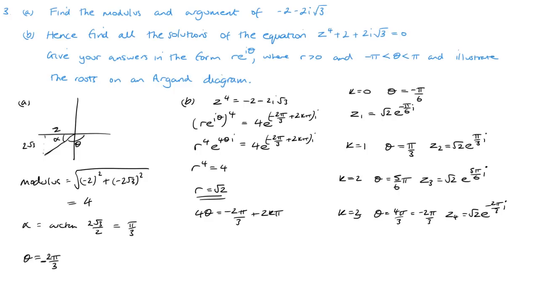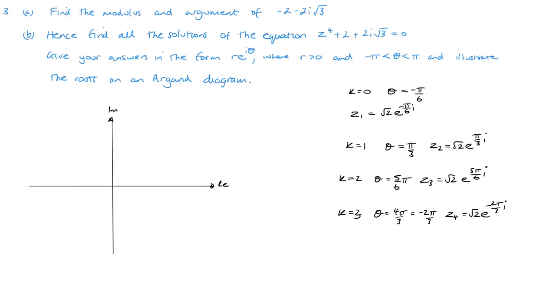Now all that's left is to draw this on an Argand diagram. I'll just make some room on the right. And because there's 4 of them, they will basically have a 90-degree angle between them. Okay, so it's going to be like 1 here and 1 here. And 1 here and 1 here.